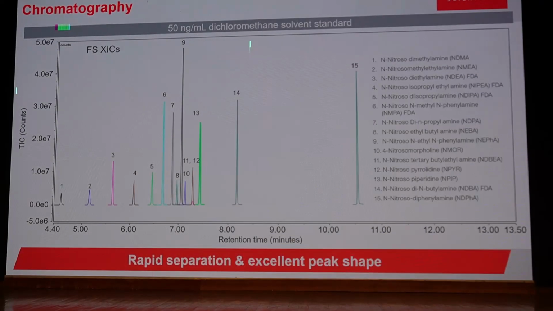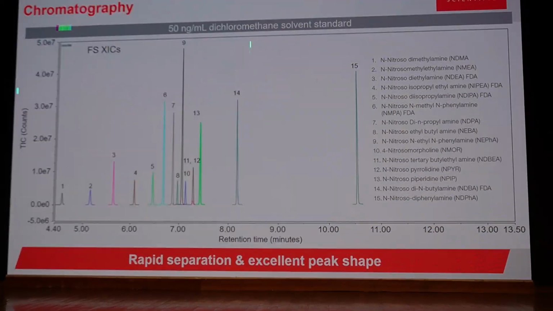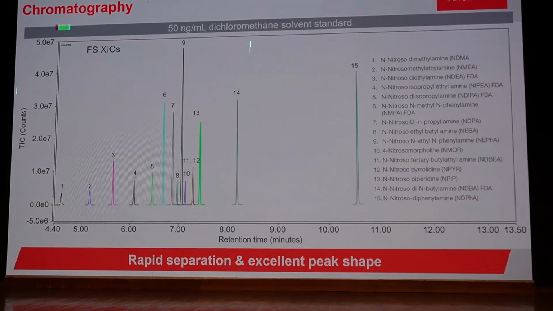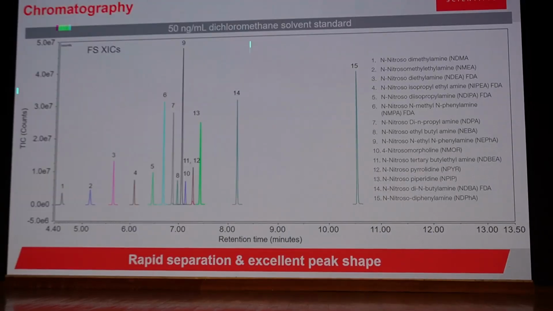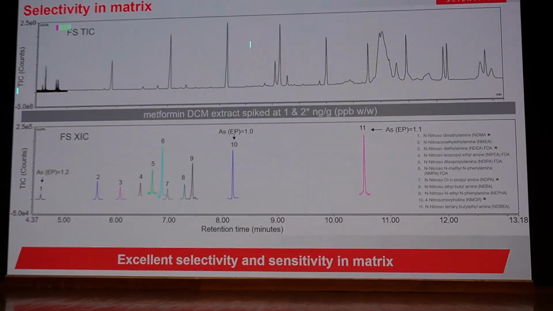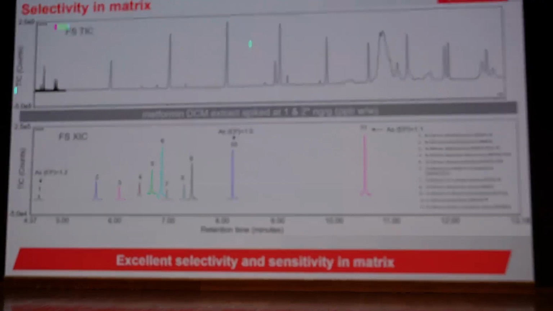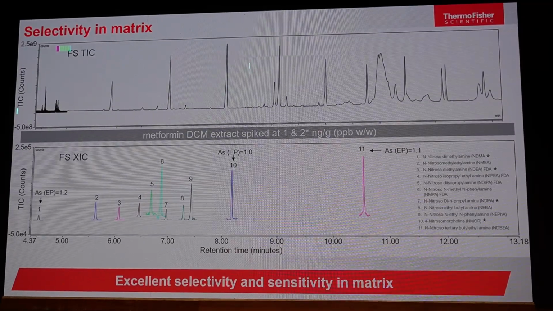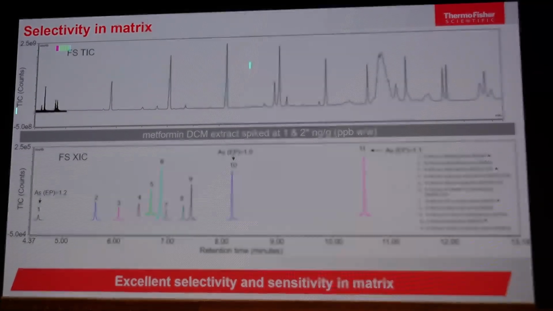This is a full scan of all the impurities at 50 nanogram per ml. You can see all impurities are well resolved and detected very well. And this is about the sample matrix. In the TIC you are not able to see any of the impurities, but when you extract at the 5 ppm level, you can easily see these impurities.